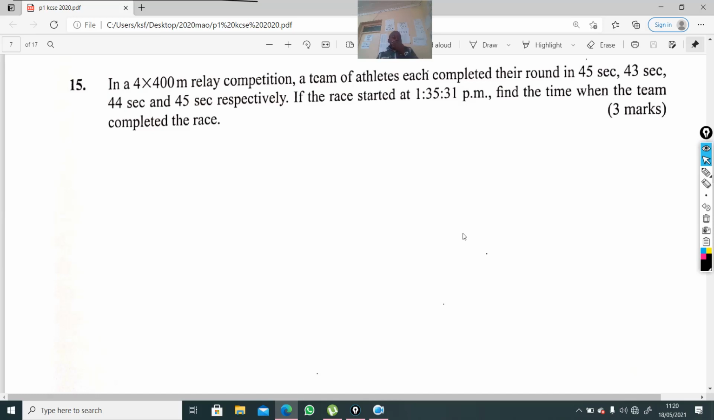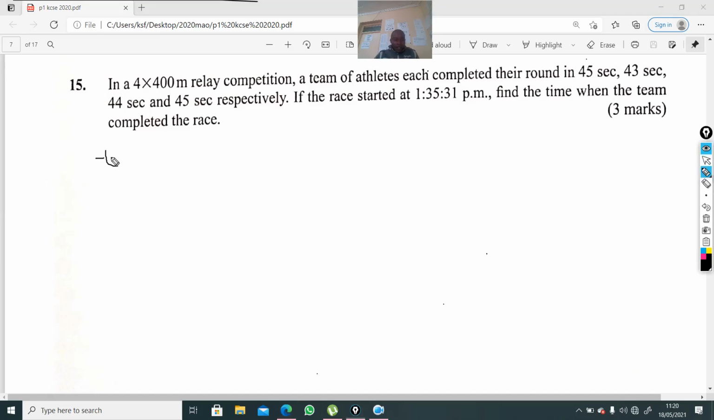in a 4x400 meter relay competition, a team of athletes each completed their round in 45 seconds, 43 seconds, 45 seconds, 44 seconds and 45 seconds respectively. If the race started at 1:35 and 1 second p.m., find the time when the team completed the race. So we need to find the time taken. Time taken, we add all these seconds.